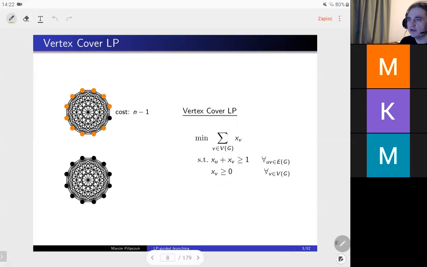For a clique, for vertex cover you need to take n minus 1 vertices if this is an n-vertex clique, but the vertex cover LP can cheat: it colors every vertex with one half of the paint, and pays only n over 2 to cover all the edges here. This is one of the extremal examples where the vertex cover LP can cheat and pay approximately half of what the integral solution pays. Okay, so this was what we did.